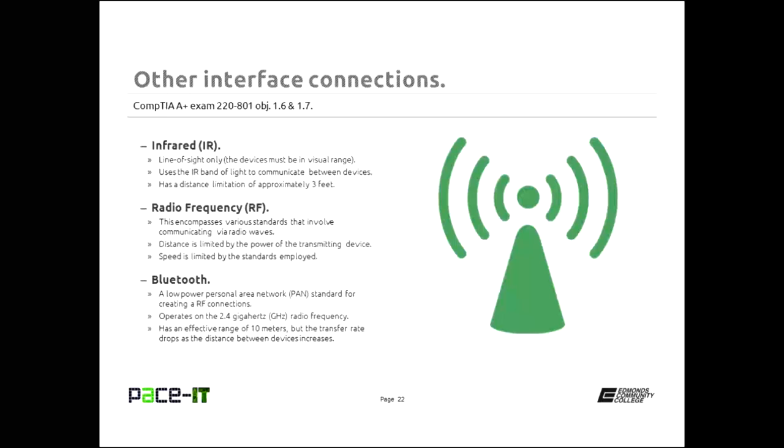Your distance is only limited by the power of the transmitting device, which is actually limited by the standards, which you could soup up a wireless access point. You could overpower it and increase your distance if you really wanted to. The other limitation is speed, and that is limited by the standards that you employ. They're getting really, really fast. If you haven't looked them up, you might want to look up some of the specifications on 802.11ac, and that's not even the fastest standards out there yet. The rest of them just haven't hit the market.